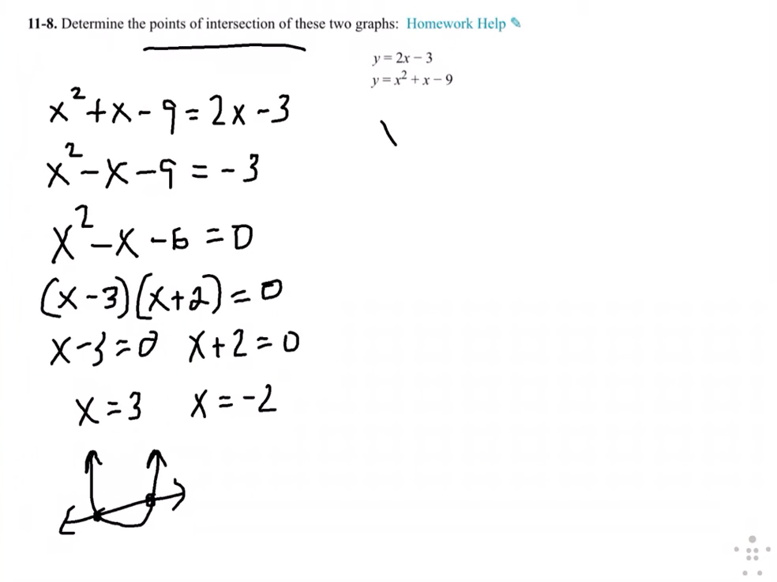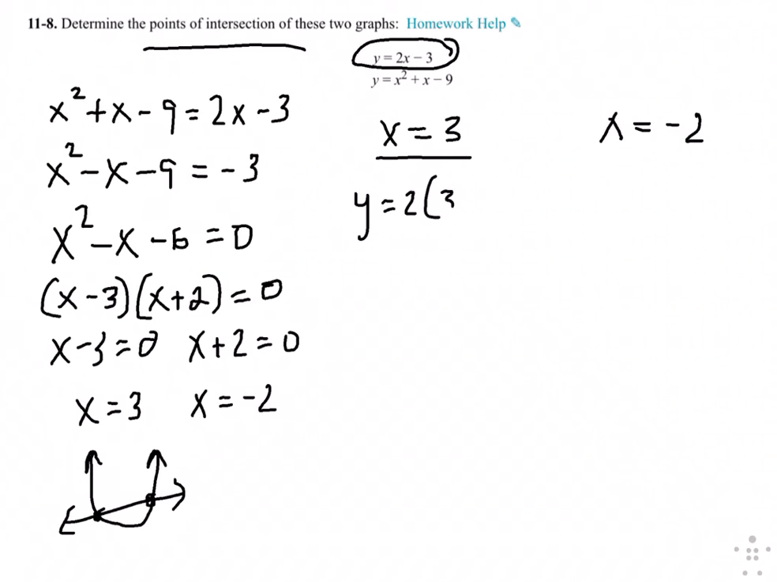So I have the x values. I need to get the y values. So I'm going to do it for x equals 3 and x equals negative 2. To do it, I need to substitute into either of those two equations. I'm going to pick the linear. It's easier, right? So for this one, I got y equals 2 times 3 minus 3. y equals 6 minus 3, y equals 3.